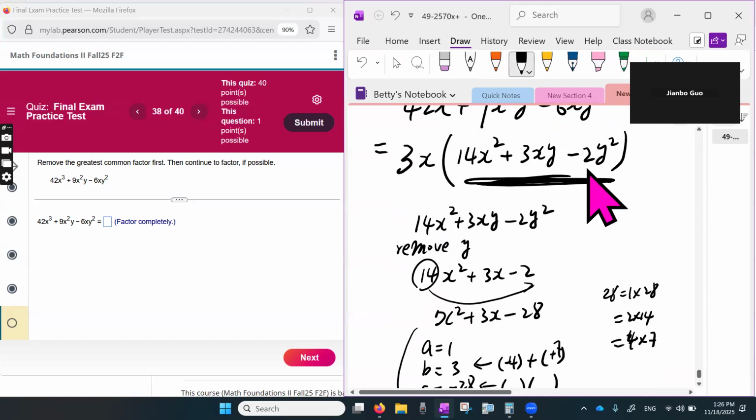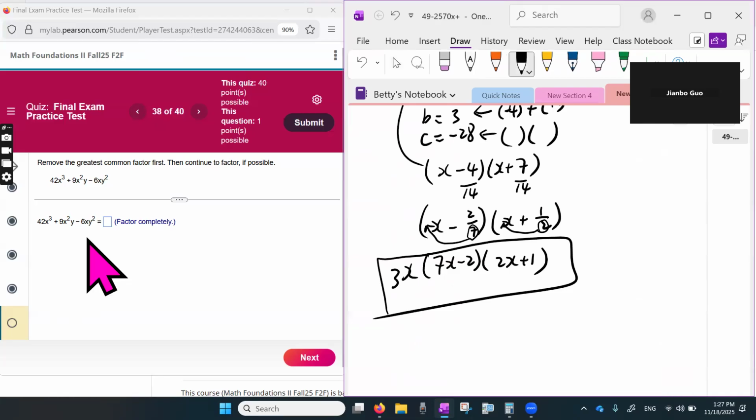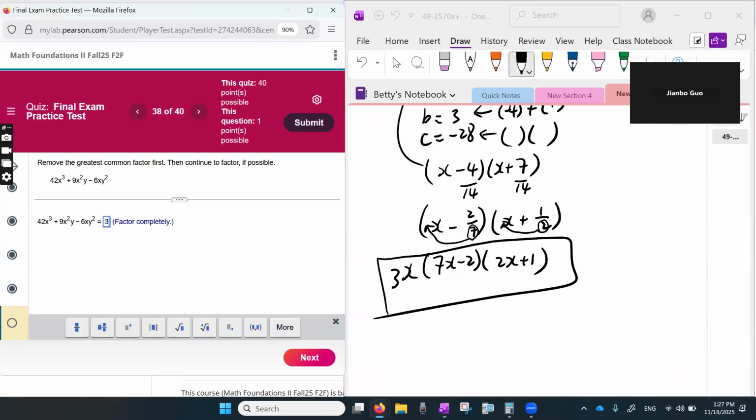Yeah, we just did the factorization of the polynomial inside the parentheses after we factor out the GCF. Do not forget we have a GCF 3x, and you are going to enter this in the sum. Every detail matters. We have 7x minus 2. And now y is 2x plus 1. 7x minus 2, 2x plus 1. Okay.